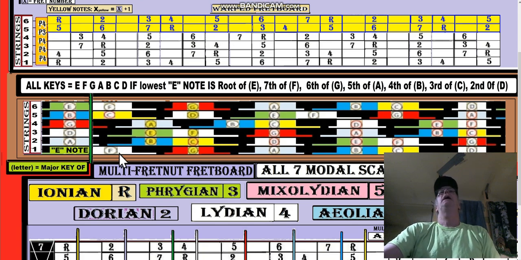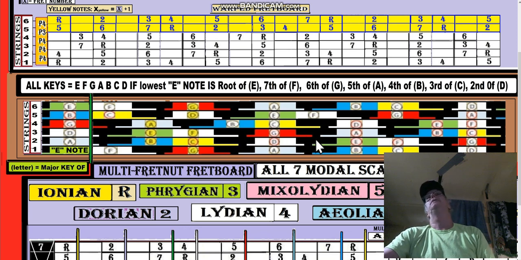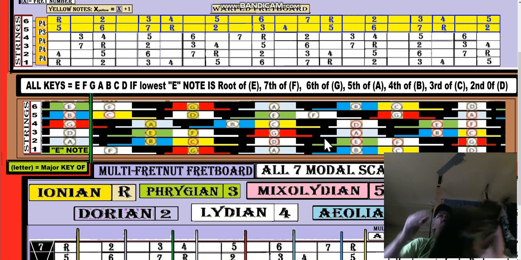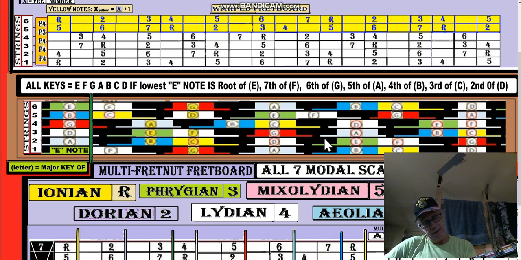Between the F and the B on a piano, you've got 3 black notes. Between the C and the E on a piano, you've got 2 black notes right there and there. It's beautiful. It's easy for me to play like that if I want to play in the key of E.